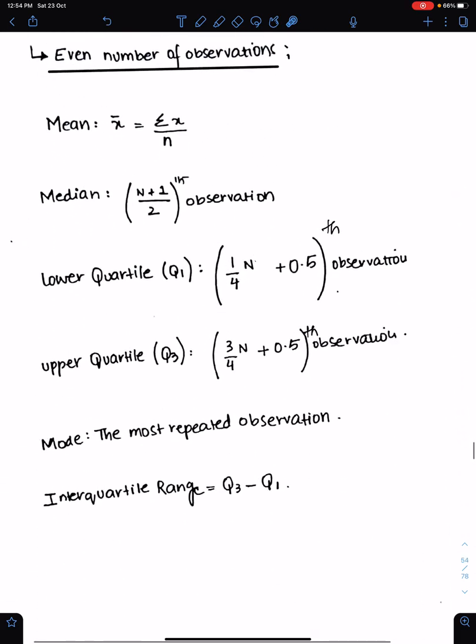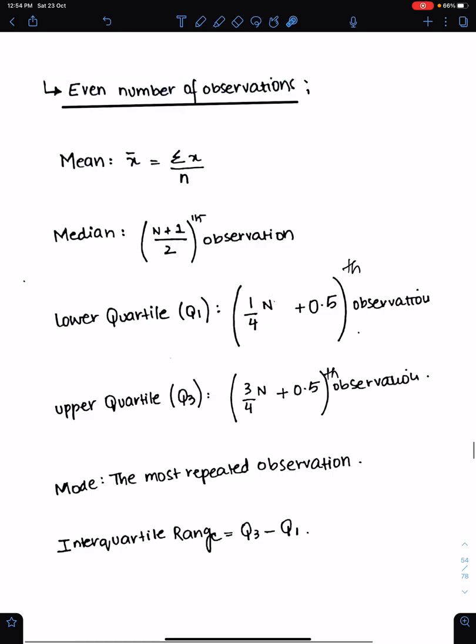For even number of observations for ungrouped data, for mean we use the same formula, and for median we use the same formula as for odd number of observations. But for Q1 and Q3, the formulas are different. For Q1, the formula is n upon 4 plus 0.5th observation. For Q3, the formula is 3n upon 4 plus 0.5th observation.